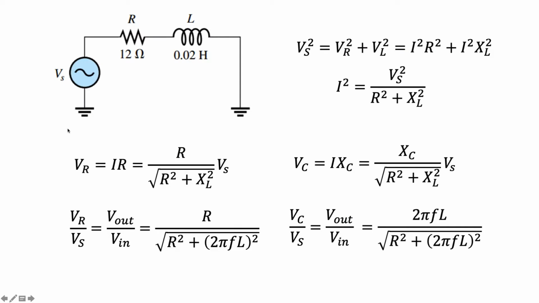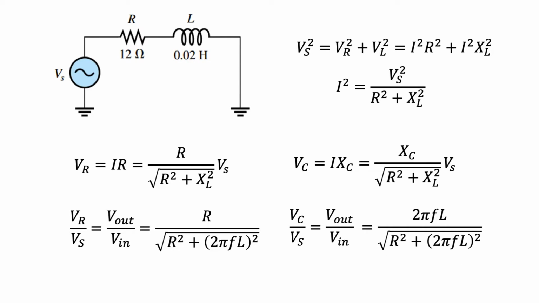Now let's proceed to the series RL circuit with an AC source as shown. This circuit includes a resistance of 12 ohms and an inductance of 0.02 Henry. Let's solve for the voltage output across the resistor and across the inductor. From Kirchhoff's voltage rule, we get the following equations for the output voltage across the resistor and the output voltage across the inductor. Again, we normalize the output voltage with respect to the input voltage and obtain the following expressions for the resistor voltage and for the inductor voltage.